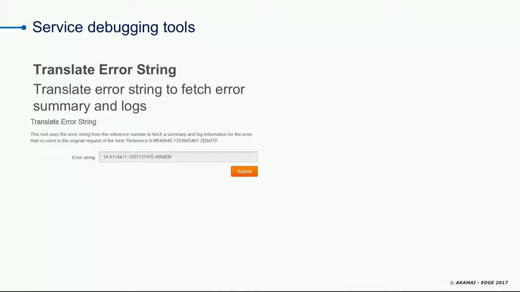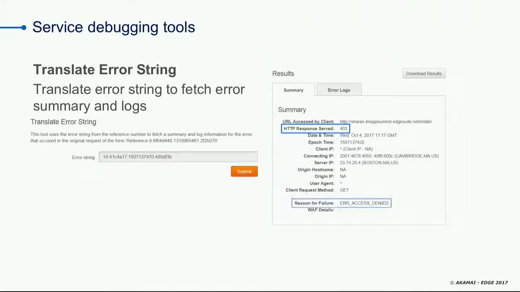The next tool is translate error string. I think that most of you have seen this reference number many times. This tool helps you to convert this error string into meaningful information. So you can understand why the error is happening, which edge server responded to the end user, what the user agent was, what the client IP address was, and any other information. For example, here's a summary, which provides you an overview of the HTTP response code, the reason for failure, client IP, and some other information.